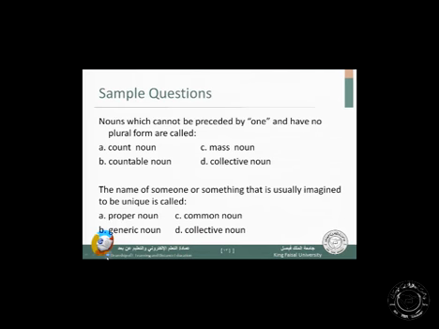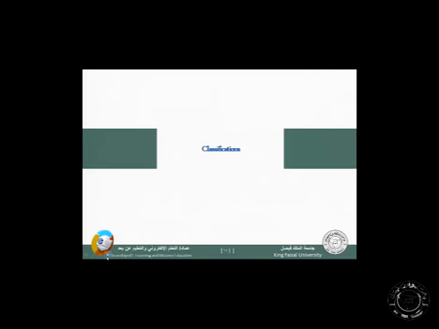So if you go back to the lectures, you will see this definition. When we defined the name of someone or something that is usually imagined to be unique, we define this as proper nouns. Okay, so proper nouns are nouns or the names of someone or something that is usually imagined to be unique. So generic noun, common noun, collective nouns are different things. So the correct choice here would be proper nouns. Go back to our lecture, I think this is the second lecture, and you will see proper nouns and their definition, and you will see this definition directly there.